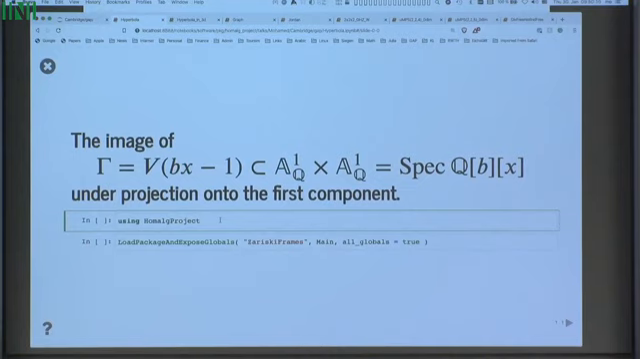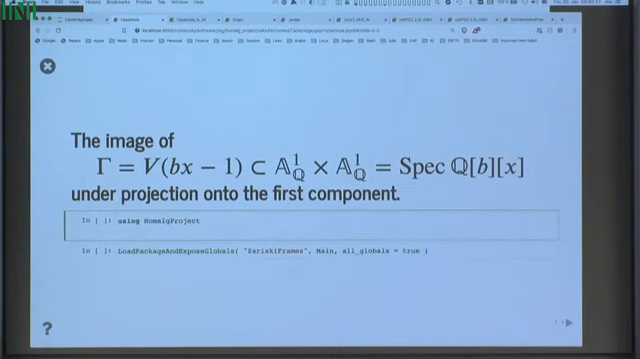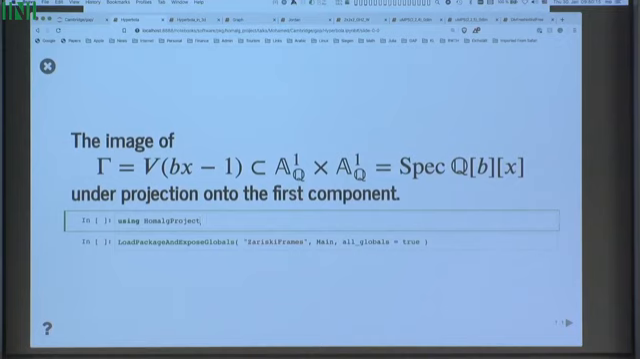So I'm loading the HOMAG project. This is Jupyter, so I have to press Shift-Enter. This takes a while.